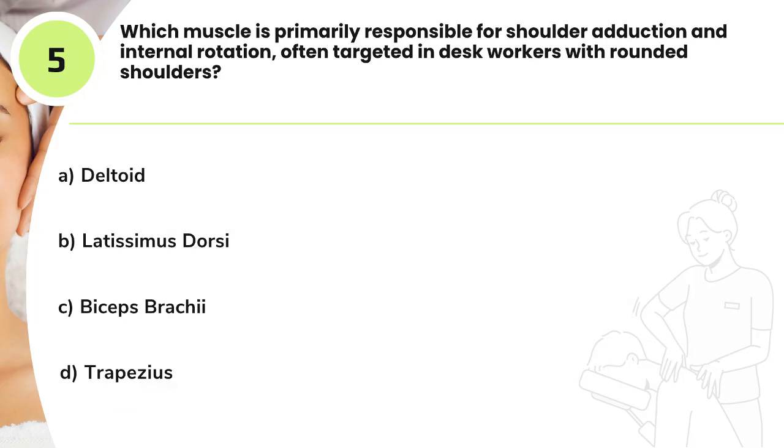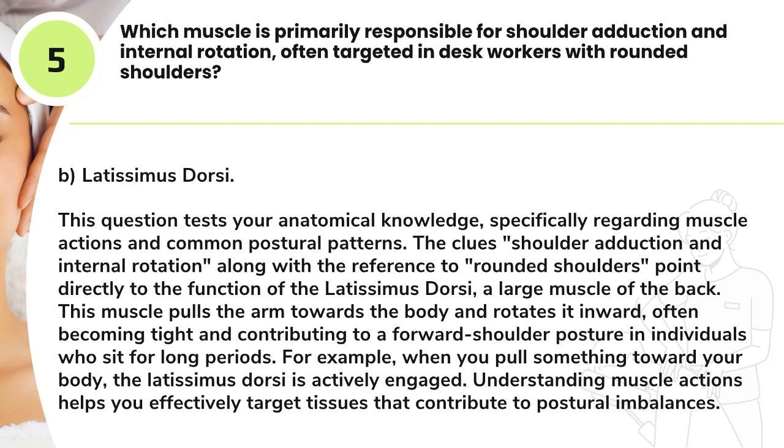Question 5. Which muscle is primarily responsible for shoulder adduction and internal rotation, often targeted in desk workers with rounded shoulders? A. Deltoid. B. Latissimus dorsi. C. Biceps brachii. D. Trapezius. Answer: B. Latissimus dorsi. This question tests your anatomical knowledge, specifically regarding muscle actions and common postural patterns.